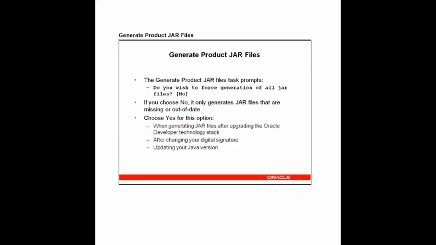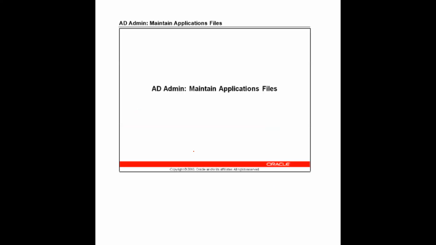See, you have to choose yes only when generating jar files after upgrading the Oracle Developer technology stack. So suppose you have updated the 10.1.3 version or 10.1.2 version, then only you have to enter yes, otherwise by default it is no. Or after changing the digital sign certificate or updating your Java version. In these three cases, you have to say yes. Otherwise it is no. So that is the first one.